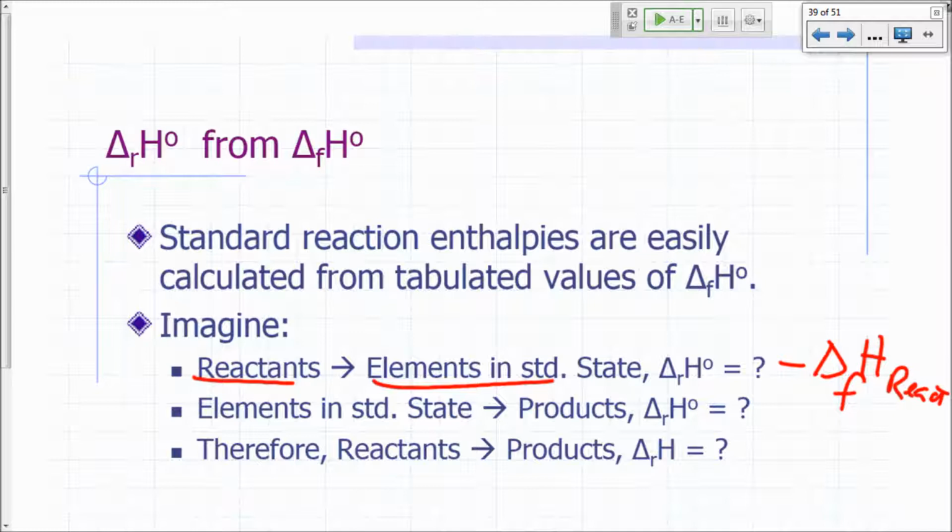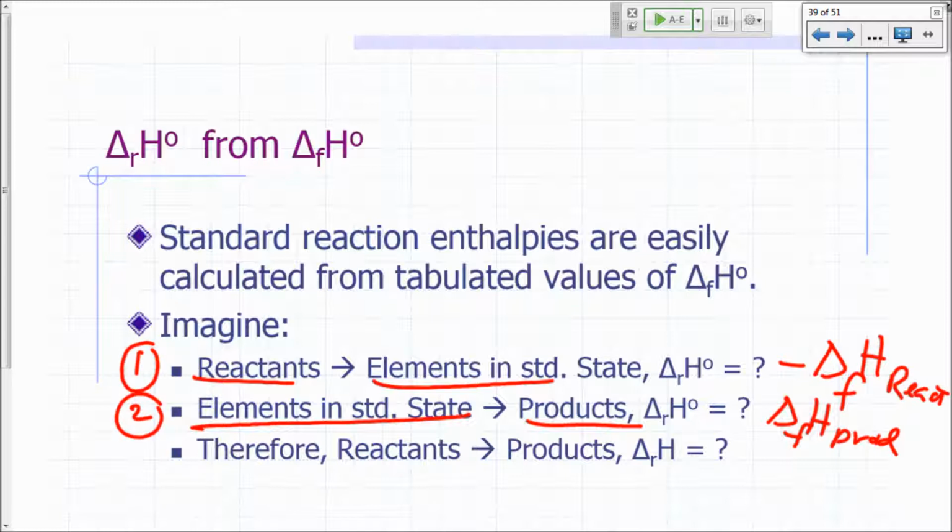Okay. Now imagine the elements in their standard state now. Change them to products. What's the delta H for that? That's just the delta H of formation of the products. You're making it from the elements in the standard state. And you have to add it up for all the reactants and add up all the numbers for the products. So if you combine this equation and this equation, these two reactions, what do you get? You have the overall reaction where you have reactants end up as products. So what's the delta H for this overall reaction?